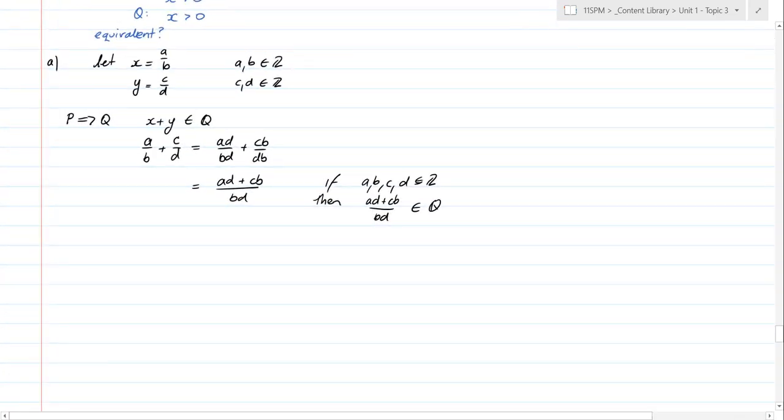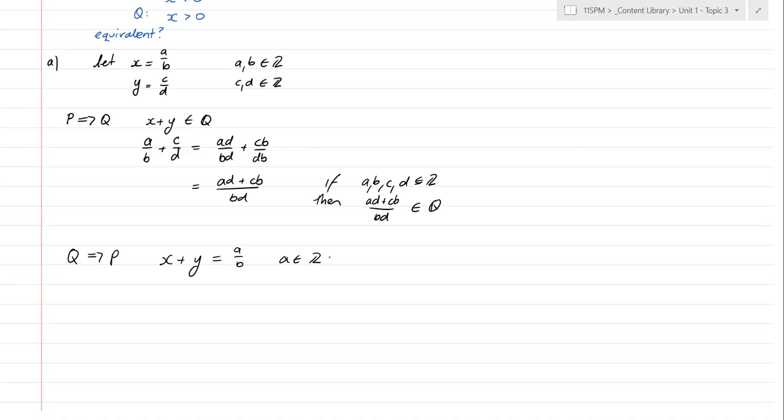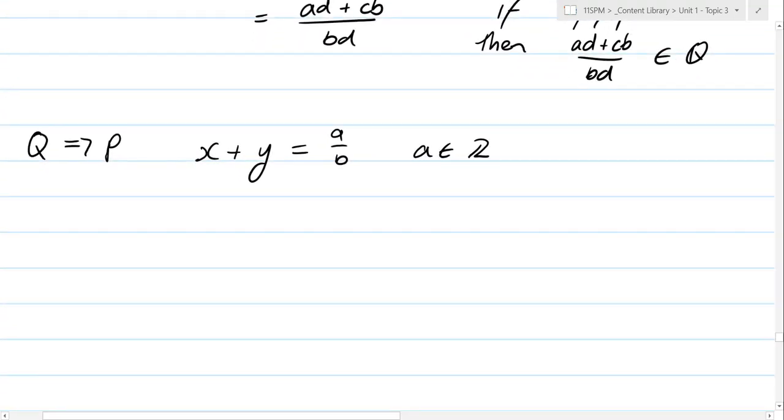Okay, so I'm going to show the converse now is true. Can we show that Q implies P? That if x plus y equals A over B, where A and B exist in Z, that x and y are both rational numbers. Any thoughts? How do we split a fraction up to show x and y are both fractions? X plus y equals a over b. A exists in integers.